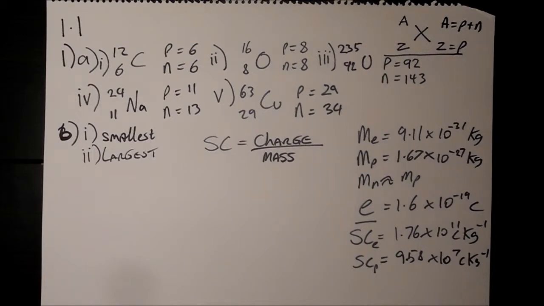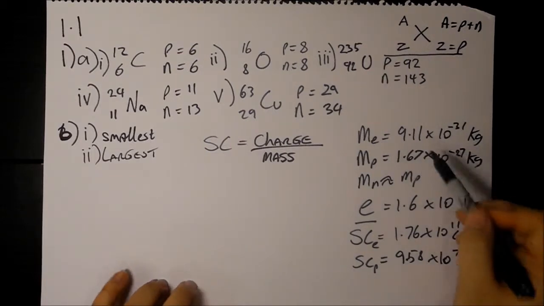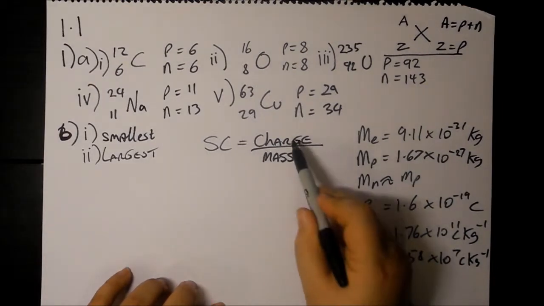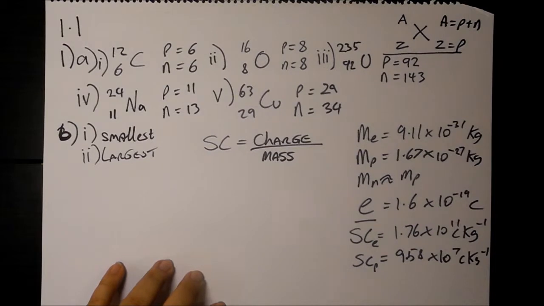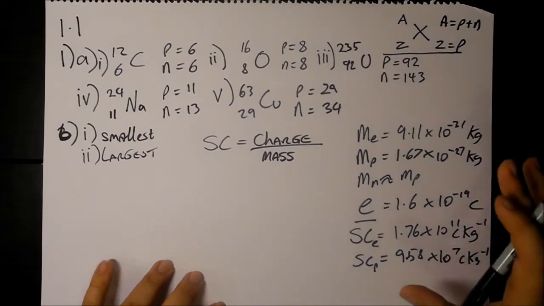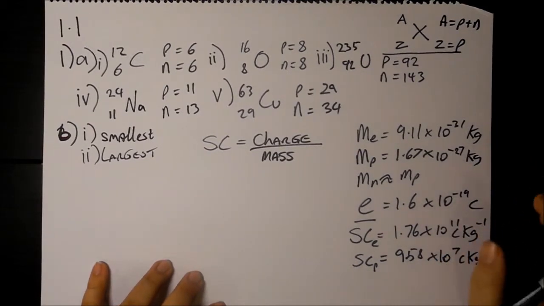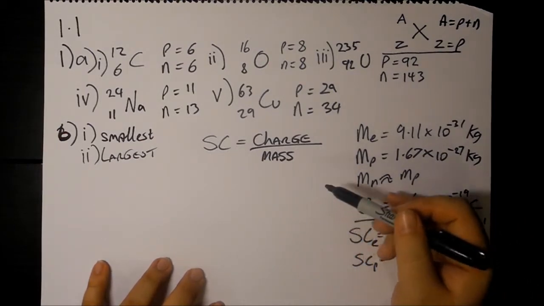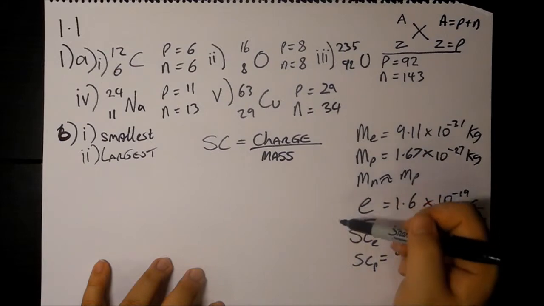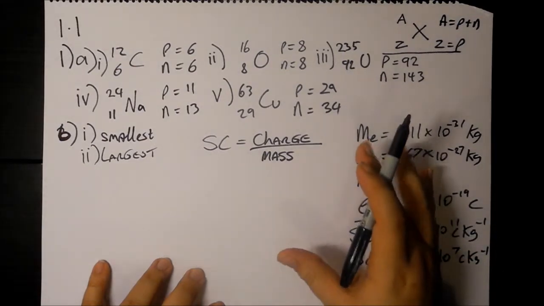The specific charge of a neutron, well, that's a tricky one. If you think about it, it has a mass, but the charge is 0, and 0 divided by a number doesn't work. How does that work out then? Does that mean we ignore it? Well, no, because it does have mass. What it means is that there's no point calculating the specific charge of a particle that has no charge, and therefore we would never do this calculation for a neutron on its own.